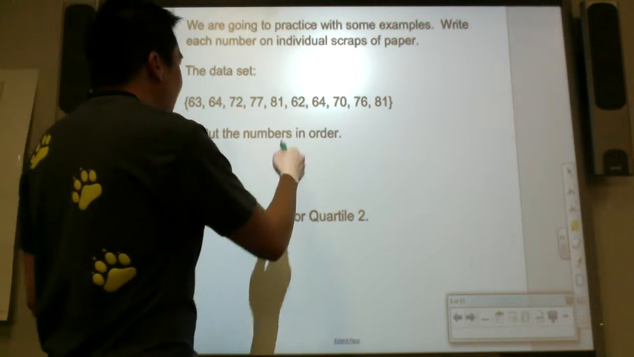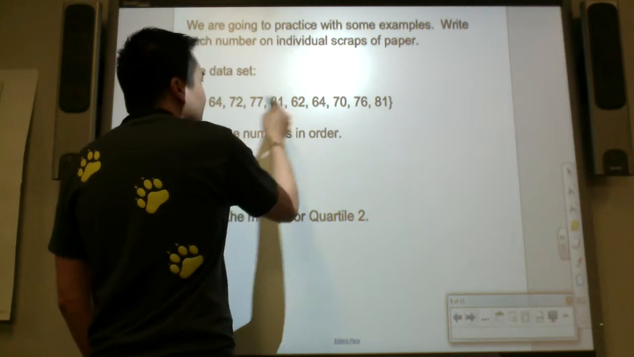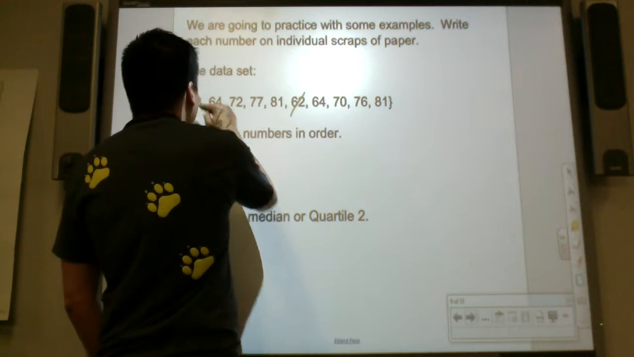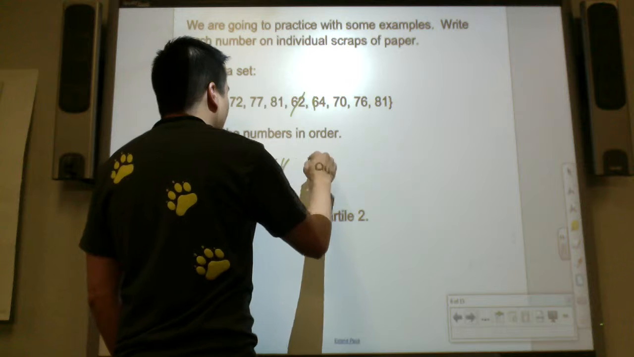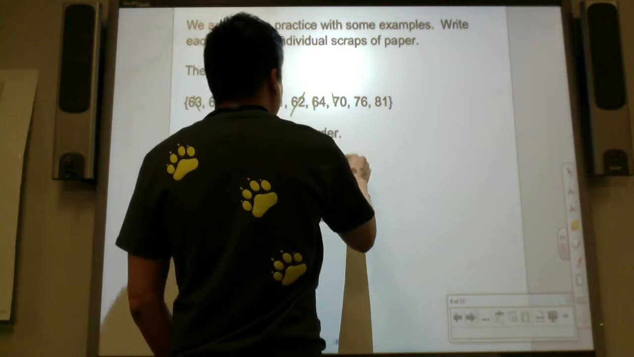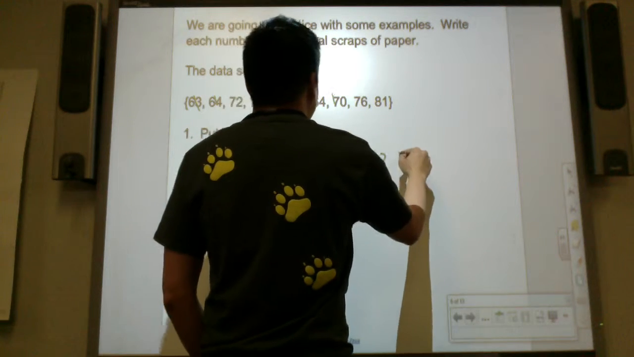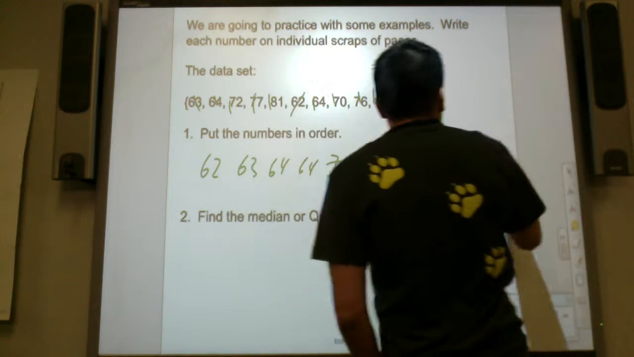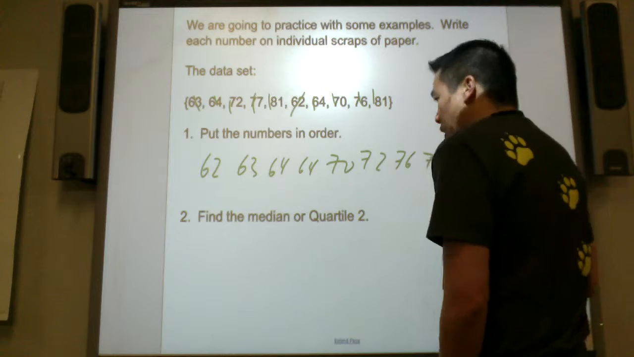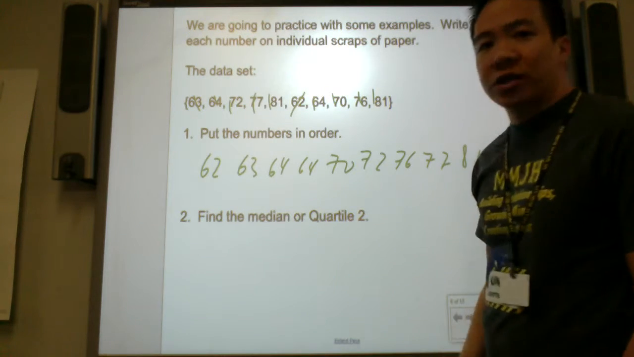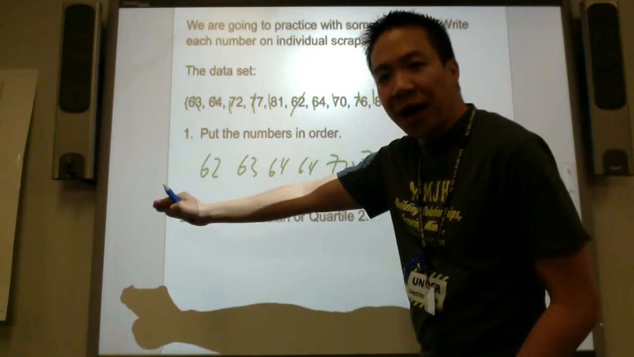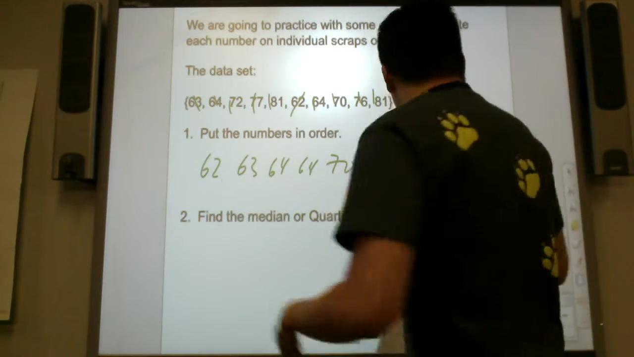So let's see. We have 62, 63, two 64s. Let's go to 70. So we have 70, 72, 76, 77. And then we have two 81s. So find the median, or quartile 2. This is the first split. That means we're finding the upper half and the lower half.